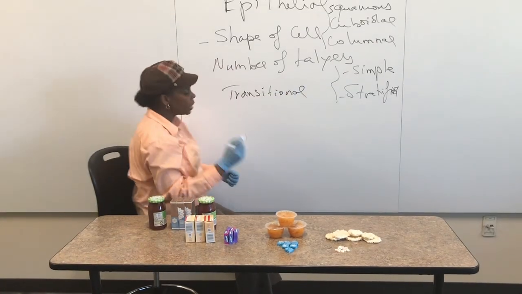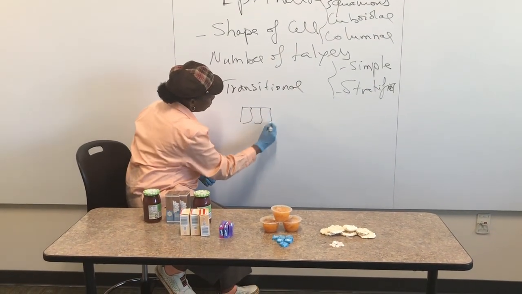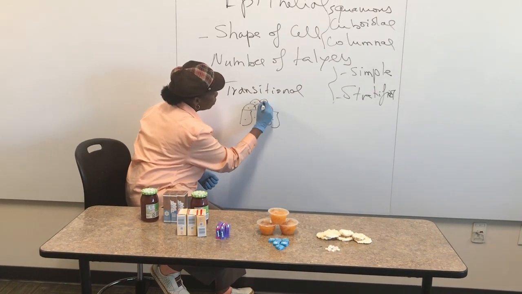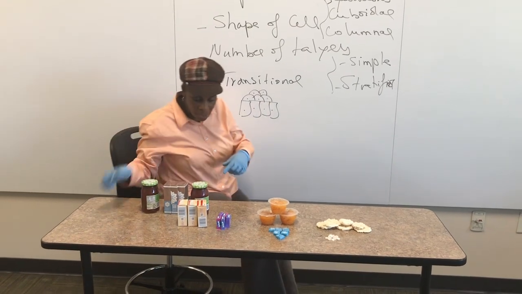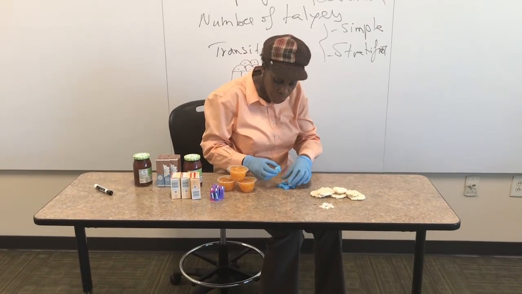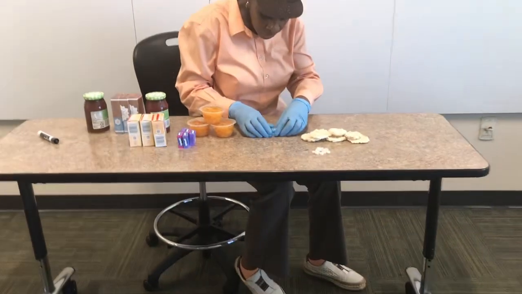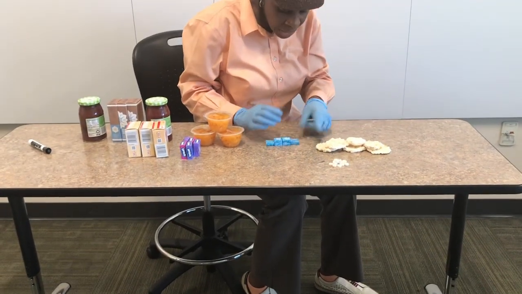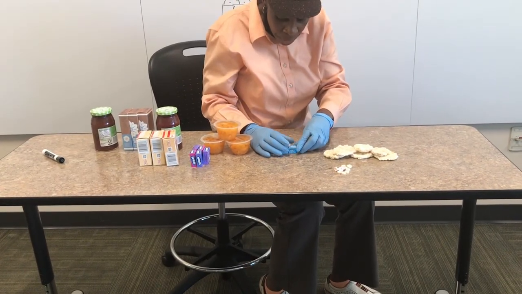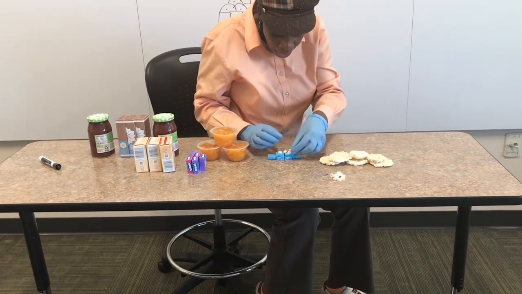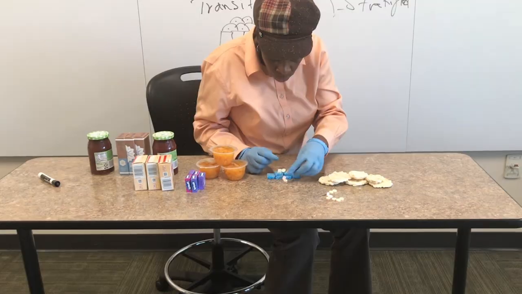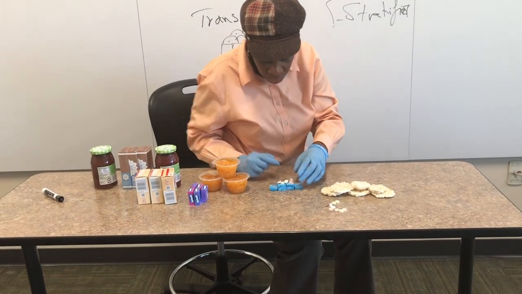So that transitional, if you look at it, the bottom looks like cuboidal and the top looks like squamous. If I want to build this, the bottom could be cuboidal, like a cube, and the top could be squamous, like this. So you can have bottom cuboidal, top squamous. That will be transitional epithelium. You'll find this in the bladder, for example, in the urinary system.